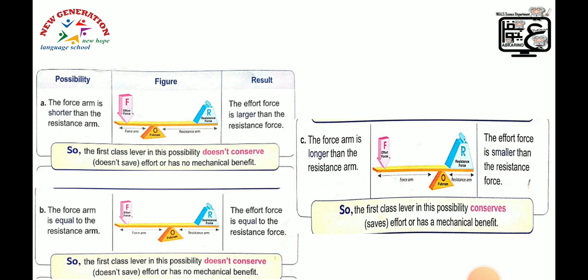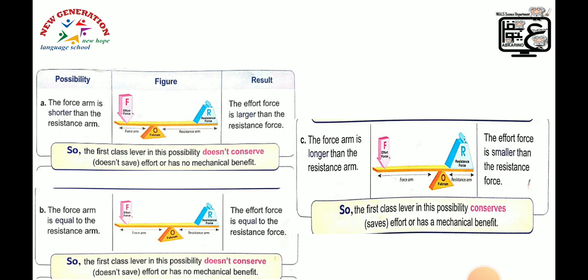Again, look at the first picture here. We have the fulcrum between resistance force and effort force because it is the first type of levers. But now look at the force arm and the resistance arm. The force arm is shorter than the resistance arm, so the effort force is larger than the resistance force. So the result is the first class lever in this possibility doesn't conserve or doesn't save effort or has no mechanical benefit.